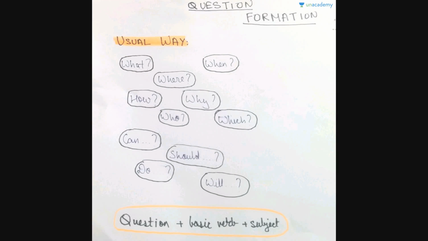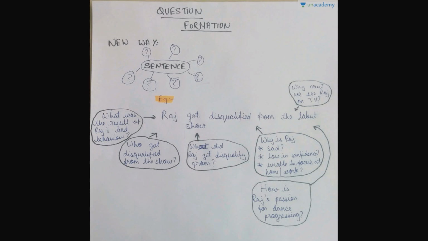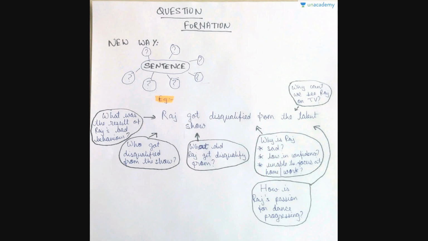And stuff like this. So what if I told you there is a new way to come up with questions, to form questions, and not just go by the rule that used to be presented to us like this? The new way. What if I gave you a sentence, and based on the sentence we come up with different kinds of questions that are not just related to the sentence, that do not just have the subject in the sentence, but also help us broaden our thinking. Let us take an example. Here we have our example: Raj got disqualified from the talent show.